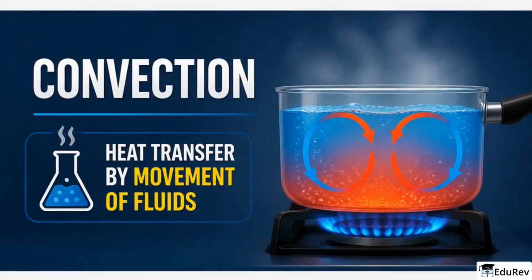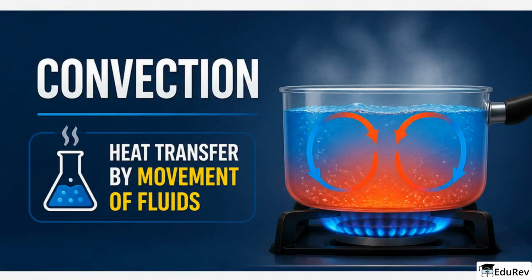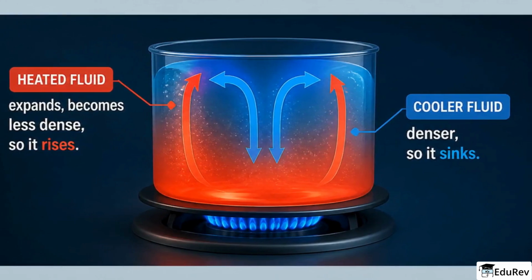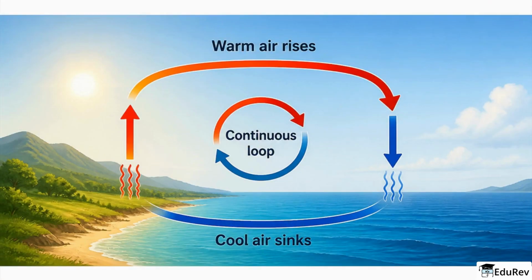Next is convection, which happens in liquids and gases when the fluid itself moves and carries heat. When a fluid is heated from below, it expands and becomes less dense, so it rises, and cooler, denser fluid sinks. This rising and sinking makes a continuous loop and moves heat around, like the air over land and sea.